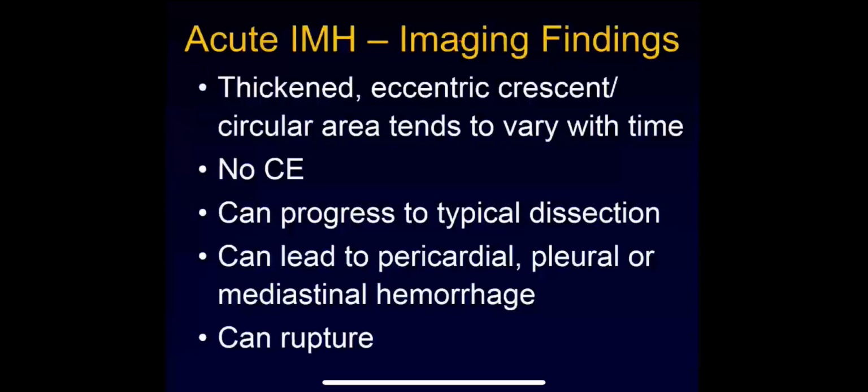On imaging, we see a thickened, eccentric crescent, or sometimes a circular area of high attenuation, which tends to vary with time. And this high attenuation is seen on the non-contrast part of the study. This can progress to typical dissection. It can lead to pericardial, pleural, or mediastinal hemorrhage, and it can rupture.